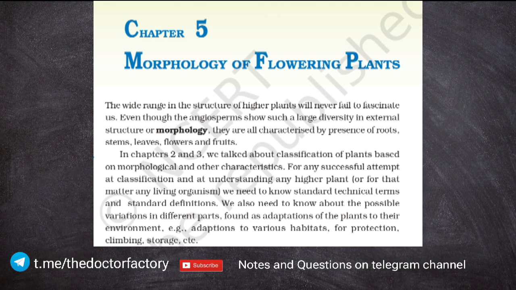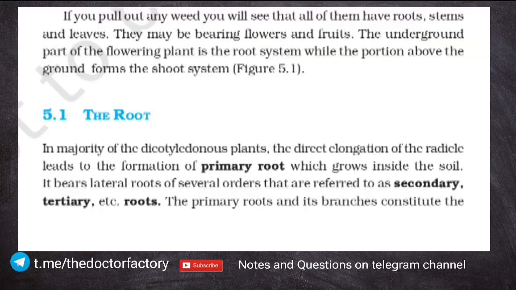In chapters 2 and 3, we talked about classification of plants based on morphological and other characteristics. For any successful attempt at classification and at understanding any higher plant, we need to know standard technical terms and standard definitions. We also need to know about the possible variations in different parts found as adaptations of the plants to their environment, that is adaptations to various habitats for protection, climbing, storage, etc.